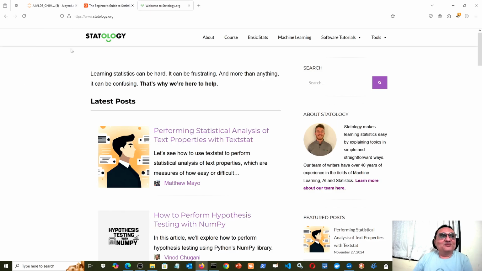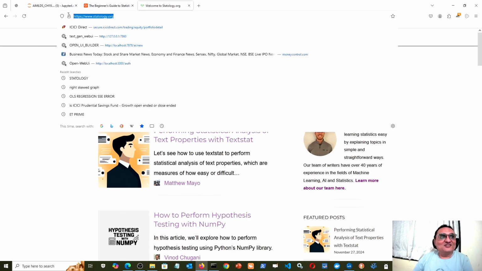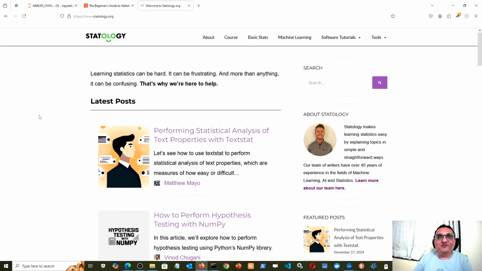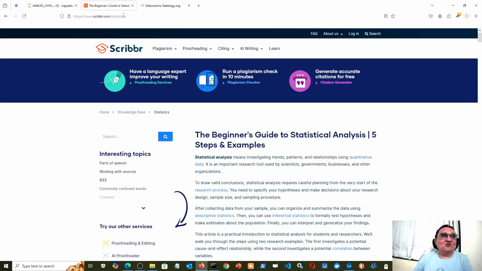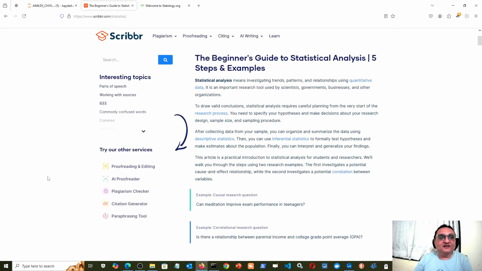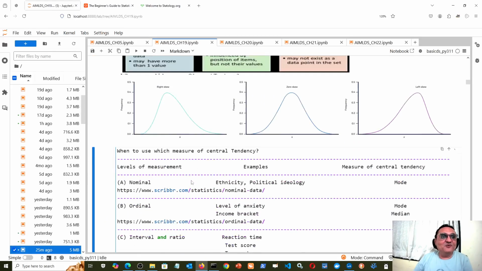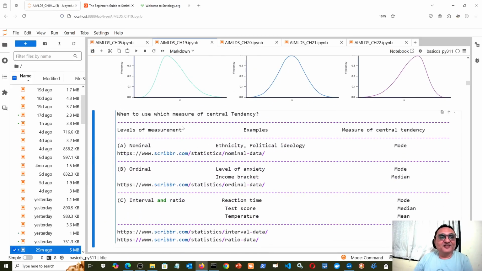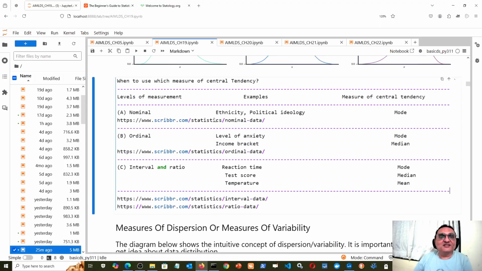Now this is an .org, so most of the things on this website you will find free. While Scribbr is a .com, quite many free things are given there too, but many of the things are paid also. But at least what we want to discuss is free. So now, when to use which measure of central tendency.